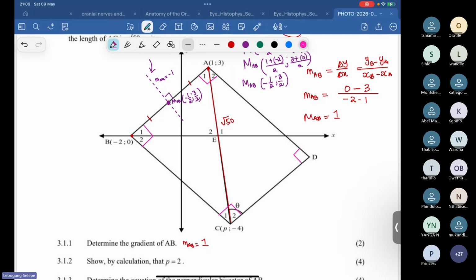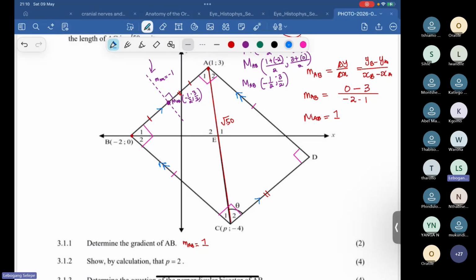Opposite sides must be equal. Perfect. So opposite sides must be equal. So this side is equal to this one, and this side is equal to that one. What else? Opposite sides are parallel. Perfect. So the opposite sides must also be parallel. So this must be parallel to this, and that must be parallel to that.